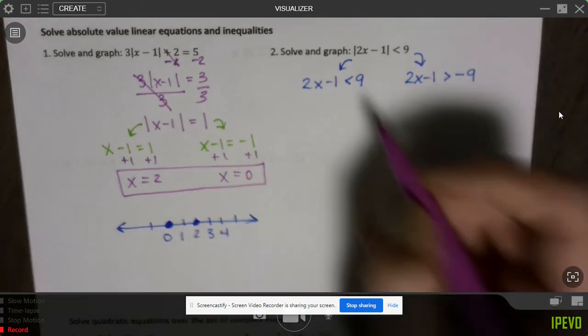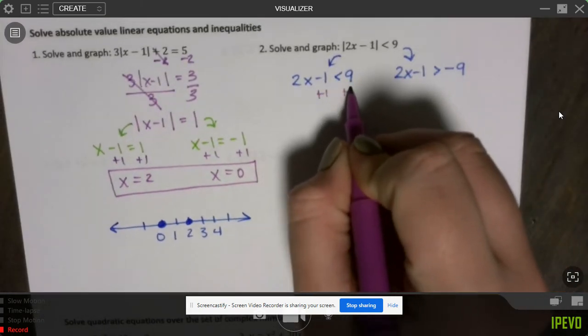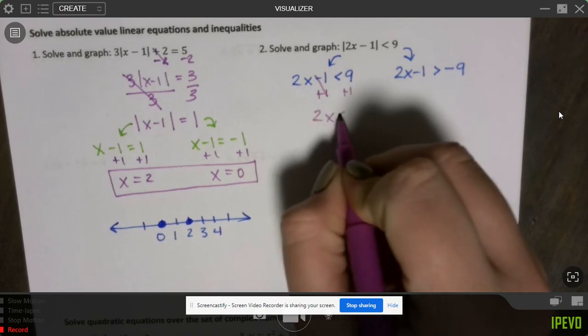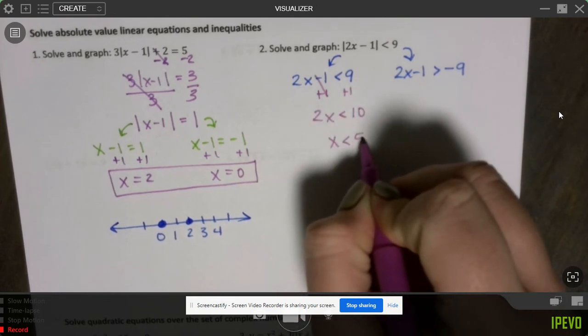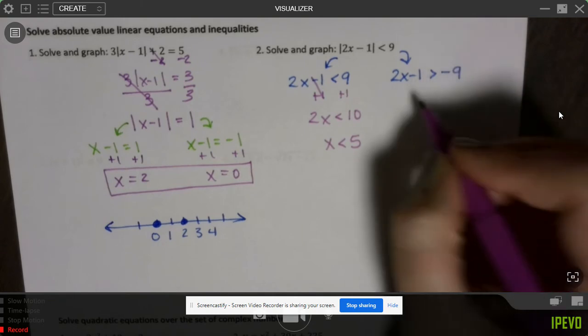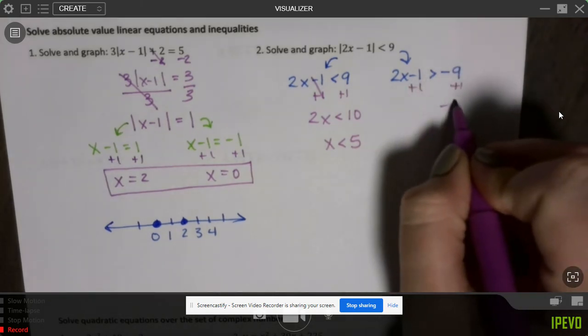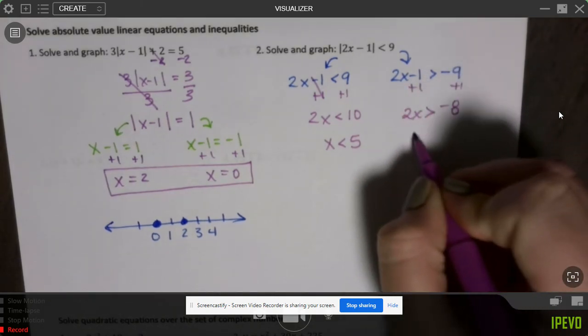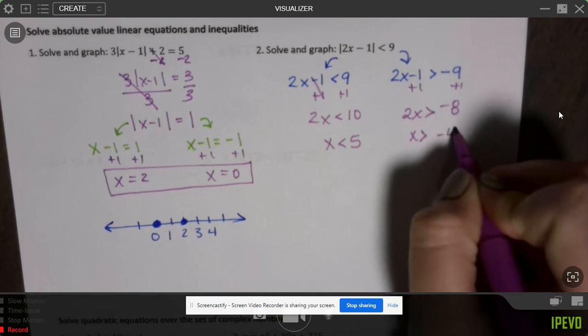Then we solve. Like a normal inequality, we'll add 1 to both sides. 2x is less than 10, so x is less than 5. And then we have this plus 1, negative 8, or x is greater than negative 4.